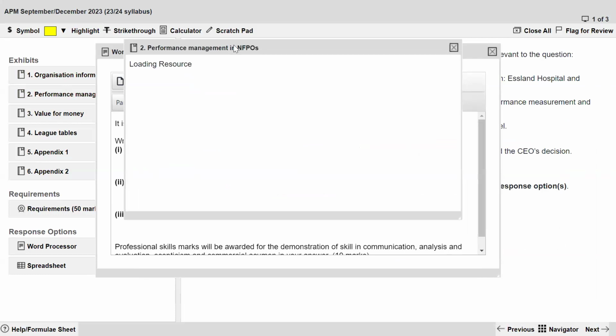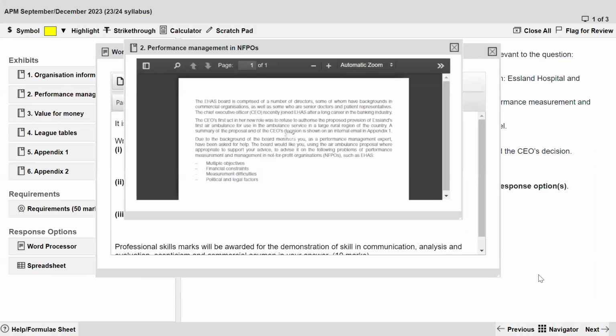Right now, can we just go through this performance management in an FPO? Can you just read through it, please?